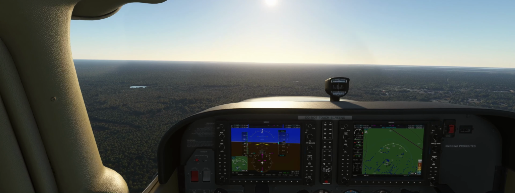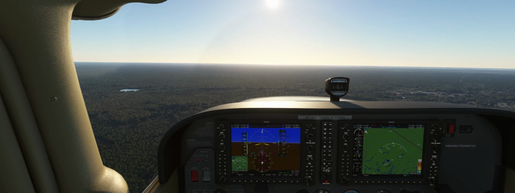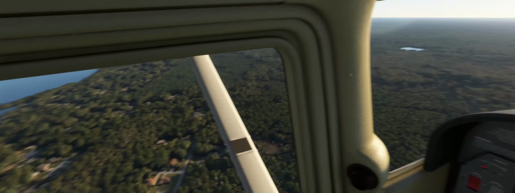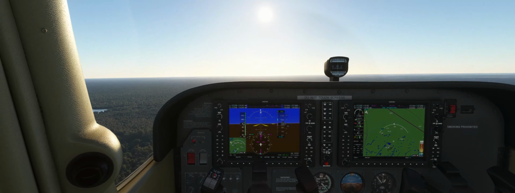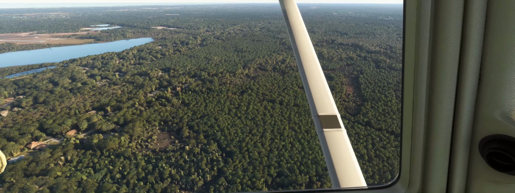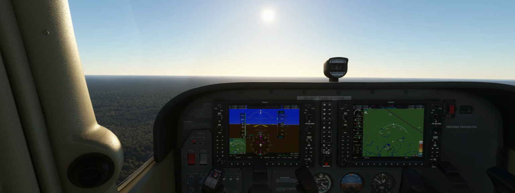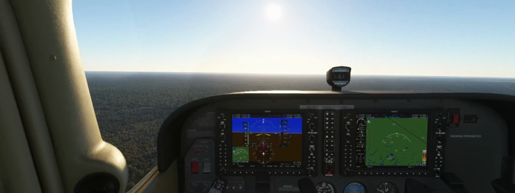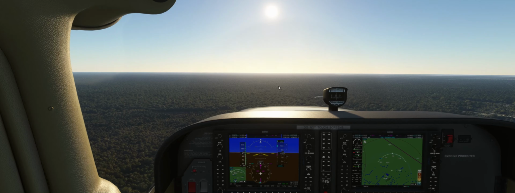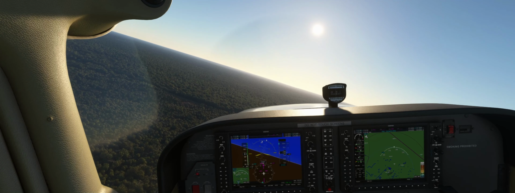Now, since we're abeam the numbers, we're going to reduce power to 1700 RPM. We're going to extend flaps 10 below 110 knots and slightly lower the pitch to maintain 85 knots at the end of the downwind. Now we're waiting for the 45 degrees from the runway, from the numbers, and that usually comes with about 800 feet of altitude. So once we reach those two, especially the 45 degrees, we can start turning base.